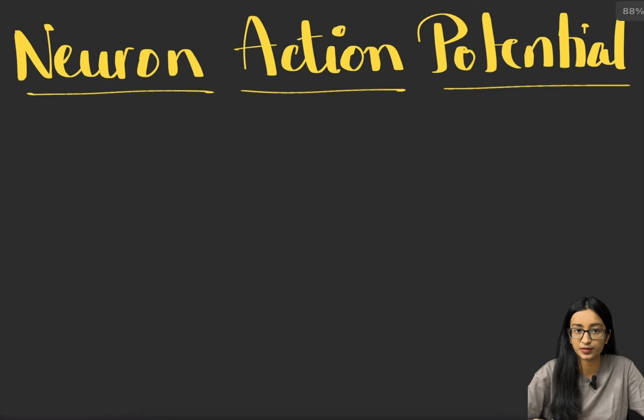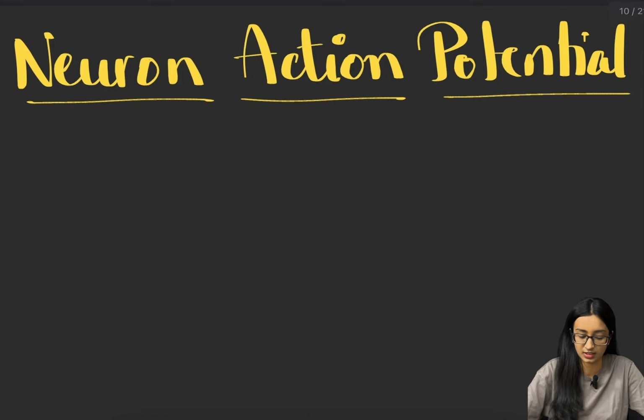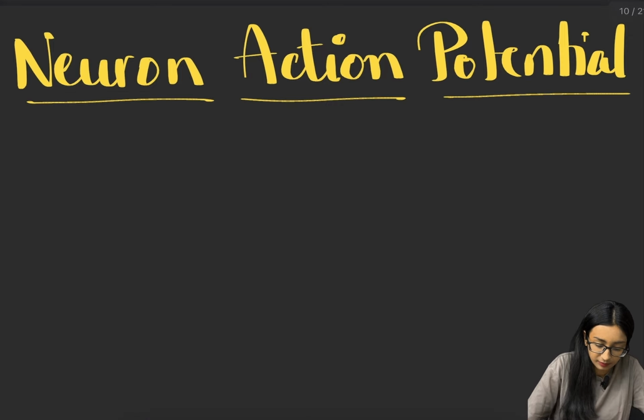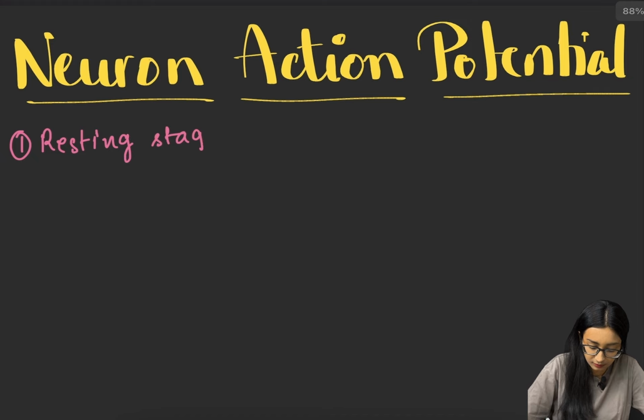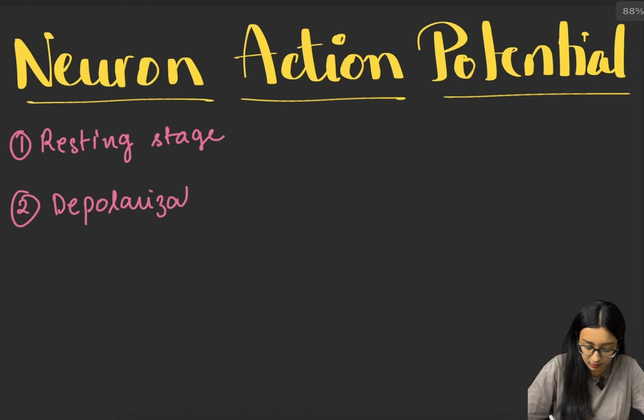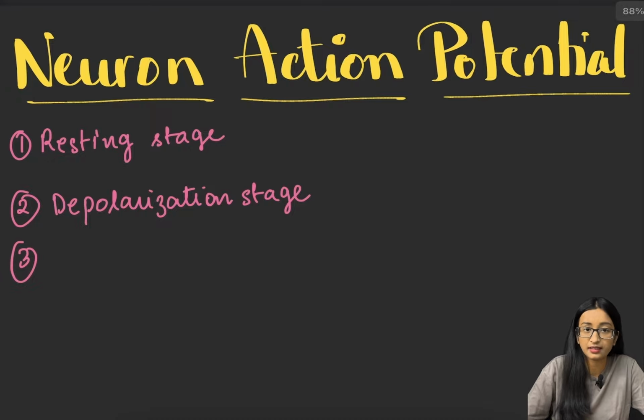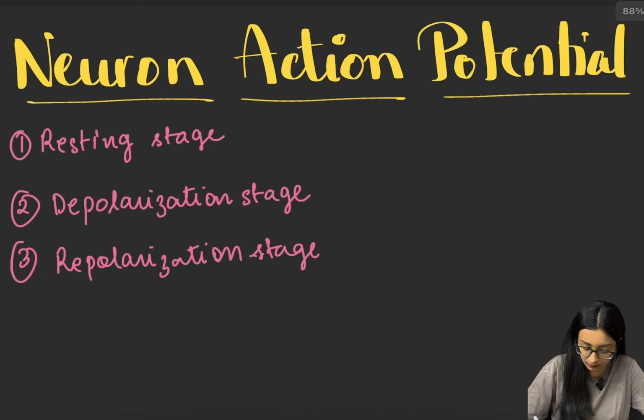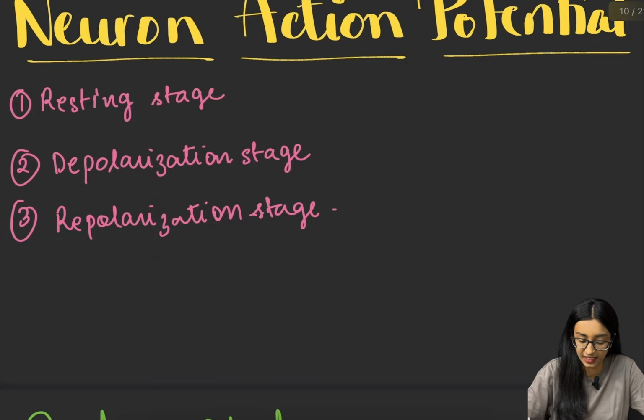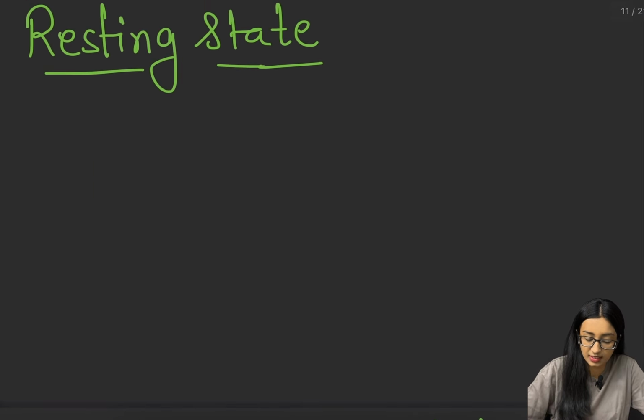And there are three steps, or three stages, for this. First, we have the resting stage. Second, we have the depolarization stage. And third is the repolarization. These happen within a fraction of a second. So the first stage is the resting stage.